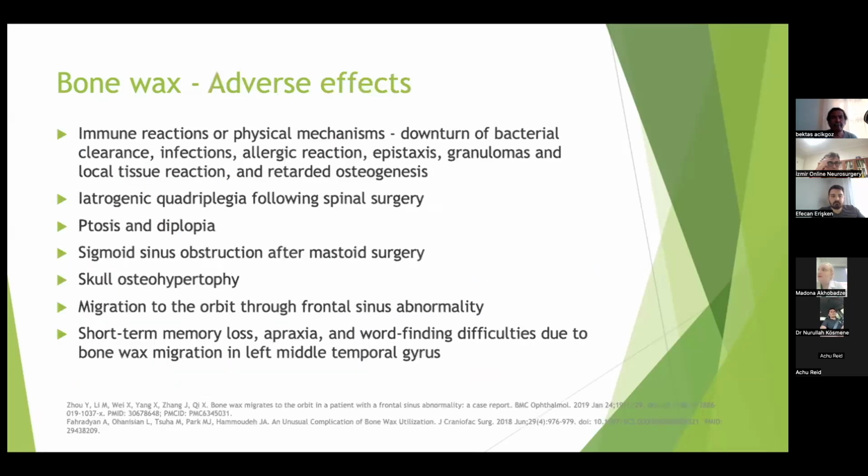Now coming to the adverse effects of bone wax. There can be some immune reactions, including allergic reaction and infection. Sometimes it has even led to formation of granulomas and retarded osteogenesis. There have been reports of iatrogenic quadriplegia following spinal surgery due to the application of bone wax. Sometimes it can lead to ptosis and diplopia, sigmoid sinus obstruction and thrombosis, and skull osteodystrophy. In one case, there was migration of the bone wax into the orbit through a frontal sinus abnormality. There was another report of bone wax migration into the left middle temporal gyrus, leading to short-term memory loss, apraxia, and word finding difficulties.